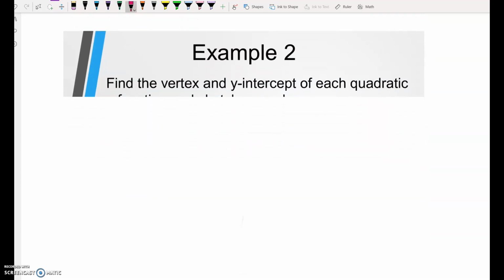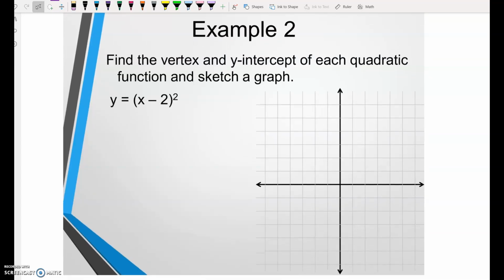I would like you to pause the video and try example 2 on your own. It just doesn't have a plus k value. So first step is to find your vertex. If there's no k value, it's just 0. And then find your y-intercept by plugging in 0. Your y-intercept has to be (0, something). So pause the video, try to find your vertex and y-intercept, and plot this graph.